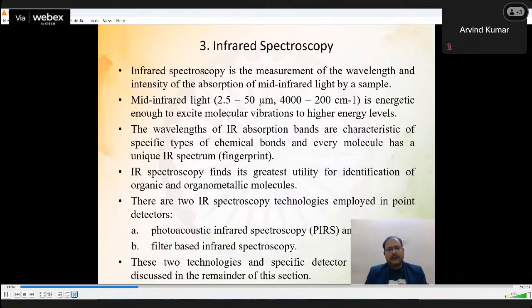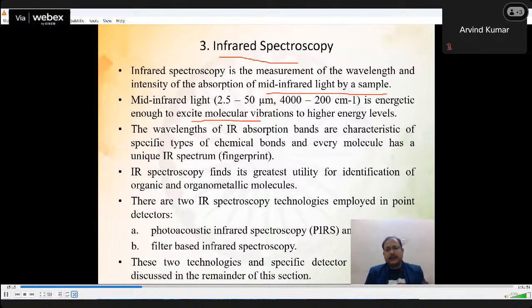Next in the series is infrared spectroscopy. It is the measurement of the wavelength and intensity of the absorption of mid-infrared light by a sample. Whenever we take the sample, we focus on the absorption, how much is being absorbed. Mid-infrared light means 2.5 to 50 micrometers, or 4000 to 200 per centimeter, which is energetic enough to excite molecular vibrations to higher energy levels.